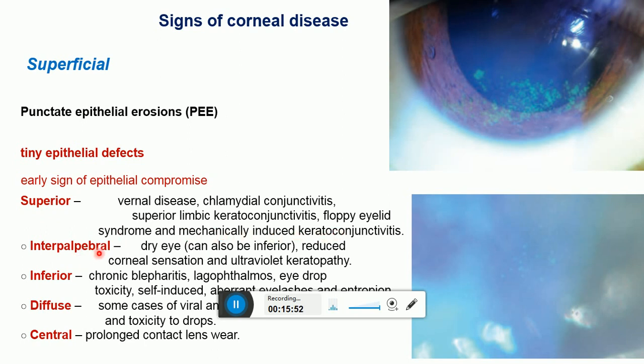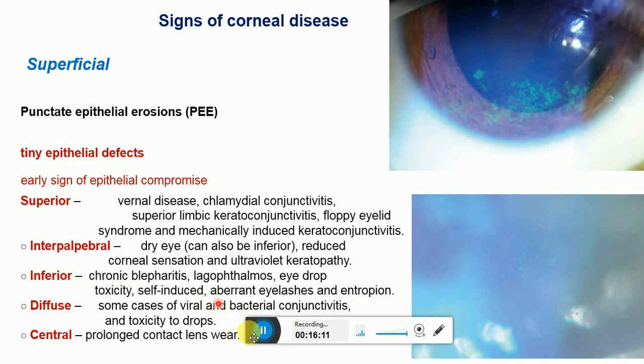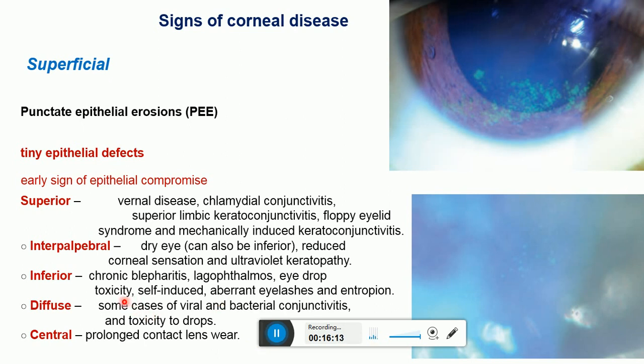The interpalpebral lesions occur in dry eye but can also be inferior. They also occur in reduced corneal sensation and ultraviolet keratopathy. Inferior lesions occur in chronic blepharitis, lagophthalmos, eye drop toxicity, self-induced toxicity, aberrant eyelashes and entropion. The diffuse lesions occur in some cases of viral and bacterial conjunctivitis and toxic drops. Central lesions occur in prolonged contact lens wear.